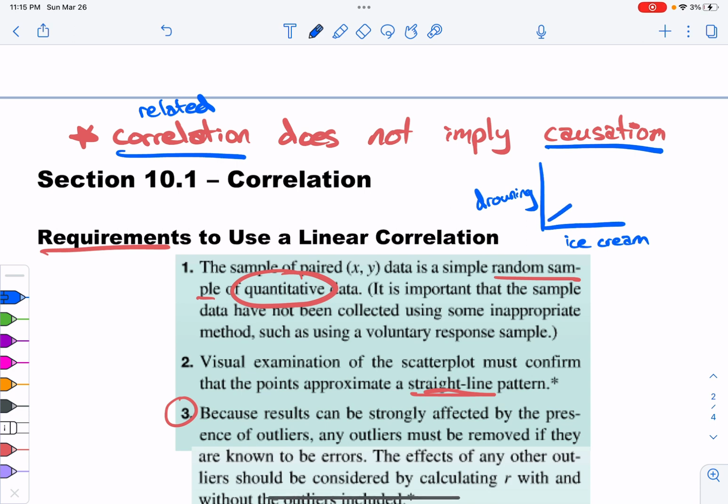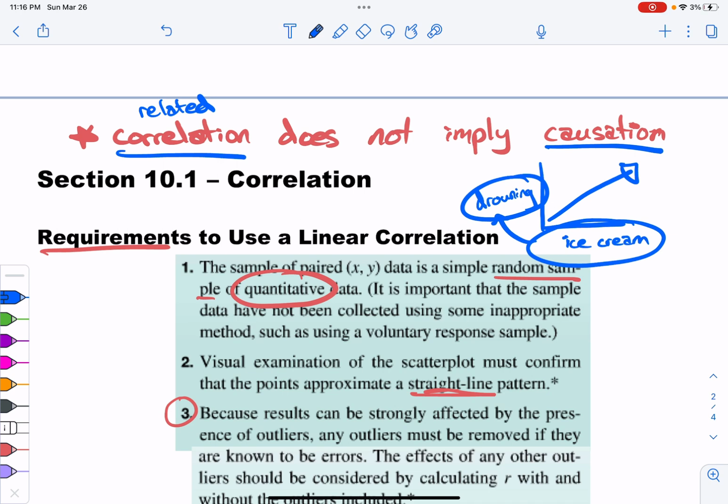Okay, so as the sale of ice cream goes up, the number of drownings goes up. Does that mean that eating ice cream causes me to, or makes me at a higher chance of drowning? Which is what a lot of people think. That's where the rumor comes into play that you have to wait an hour after you eat to go swimming. That's where that rumor came from, that they thought that eating things causes you to drown. And that's not necessarily true.